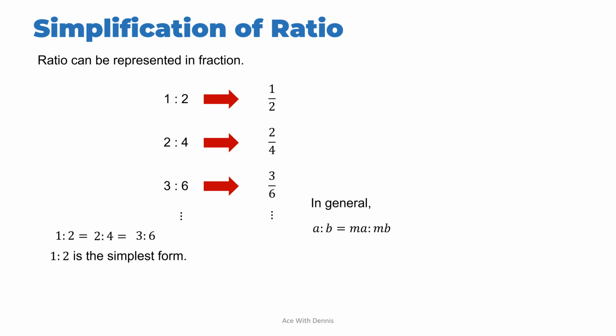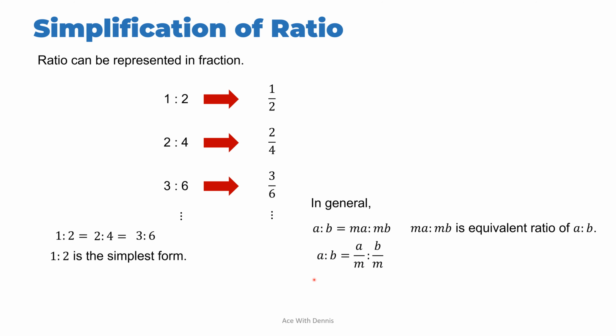In general, we can say that the ratio of A to B equals the ratio of MA to MB, where the quantities of A and B both are multiplied with the same number, which is M here. And we can say that the ratio of MA to MB is equivalent ratio of A to B.